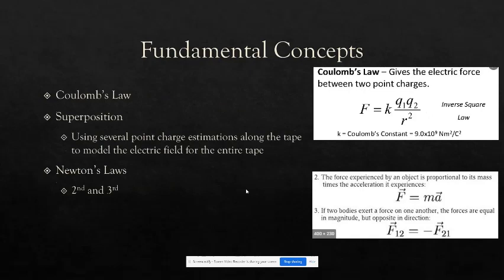Some of the fundamental concepts that we'll be using today are Coulomb's law, which is shown on the right, with F equals kQQ over r squared. Superposition, where we use several different point charge estimations along the piece of tape to model the electric field for the entire piece of tape. And then Newton's second and third laws, where force is equal to mass times acceleration. We will use this for the force of gravity on the tape. And then if two bodies exert a force on one another, the forces are equal and opposite. So we will use that as to why the two tapes repel as well.